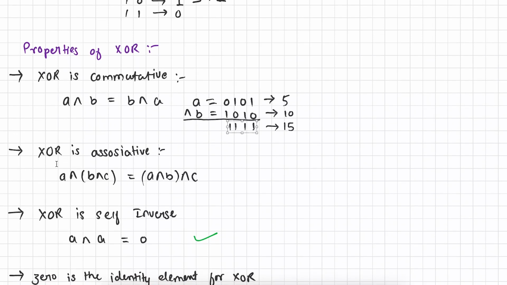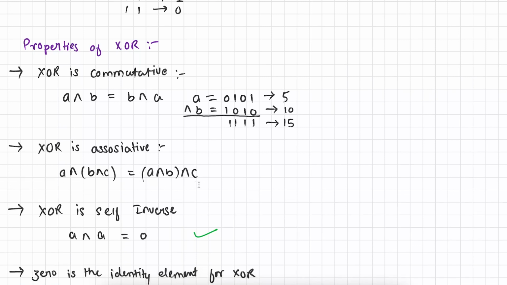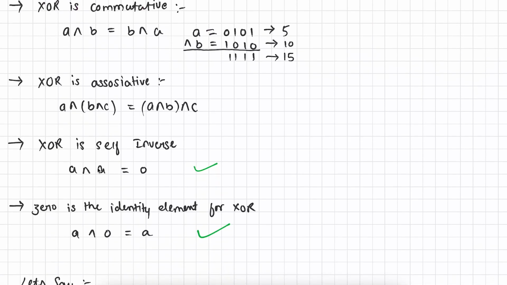Now the next property is the associative property. It means if we do A XOR B XOR C, then it is equal to A XOR B XOR C, regardless of grouping. Okay, you can do it yourself and check that it definitely works. So see, the next property is that XOR is self-inverse. It means if there is a number A and we do XOR with A itself, then we get 0.